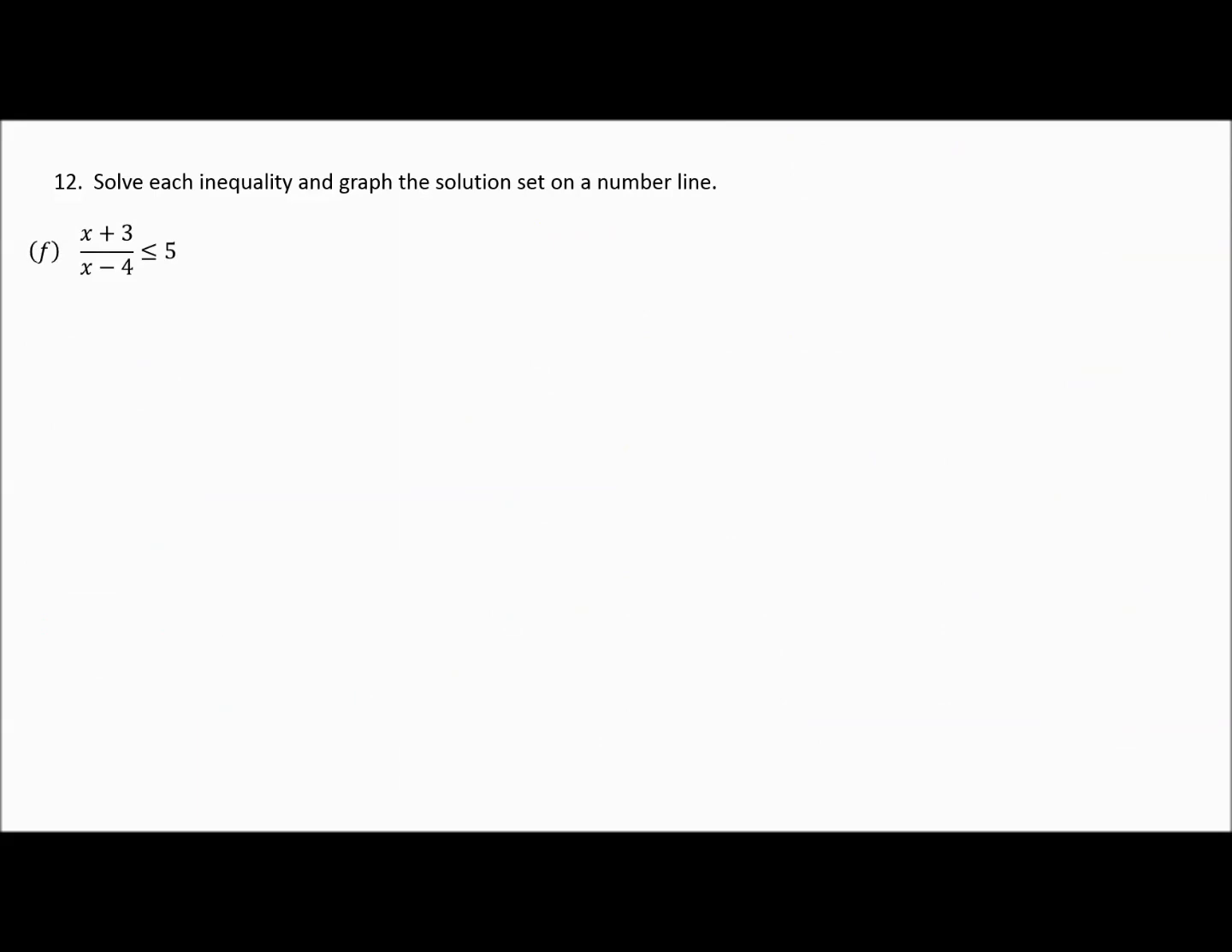Okay, another rational inequality. Now the first thing is we always need 0 on one side of this inequality, and we do not have that in this case. So what I'm going to do is subtract 5 from both sides to get this thing with a 0 on one side. The problem is that's not all we're going to have to do. So I'm going to have (x plus 3) divided by (x minus 4) minus 5. Now that's less than or equal to 0. Our next problem is this is not one fraction.